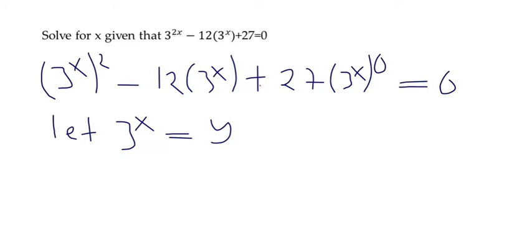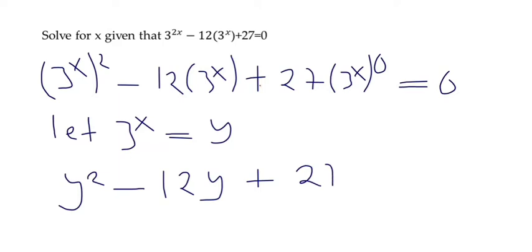This comes to y to the power 2, because y raised to the power 2 is y squared, minus 12y plus 27. Now what we notice is this is to the power 1. This y to the power 0 is a 1, times 27, we just get a 27. Okay, which equals 0.